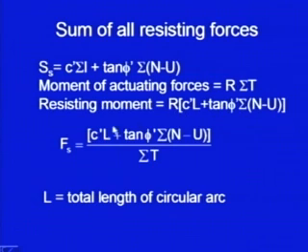So, the factor of safety will be the ratio of this to this. So, Fs is equal to C dash into capital L plus tan phi dash into summation of (N minus U), upon summation of t. So, for each slice we are going to get this tan phi dash into (N minus U), and then we can get the factor of safety.